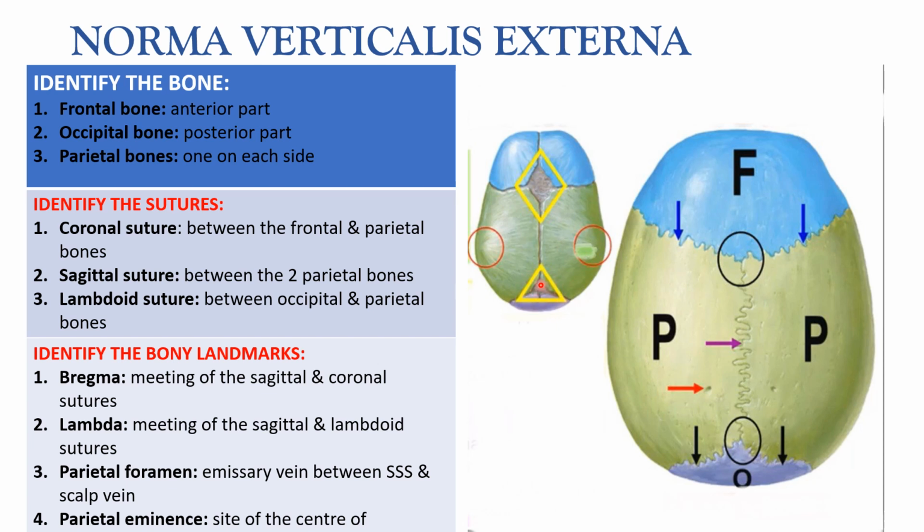All right. Then we looked at a foramen on the parietal bone. Parietal foramen, which transmits the emissary vein between the superior sagittal sinus and the scalp vein. Then we looked at the eminence, parietal eminence here. Said it is the site of the center for ossification.